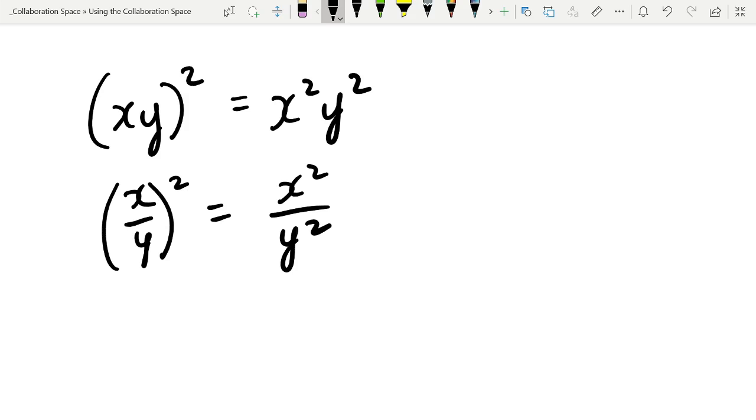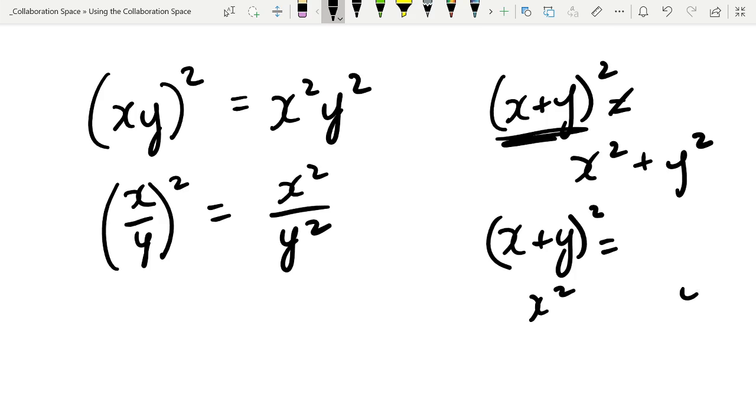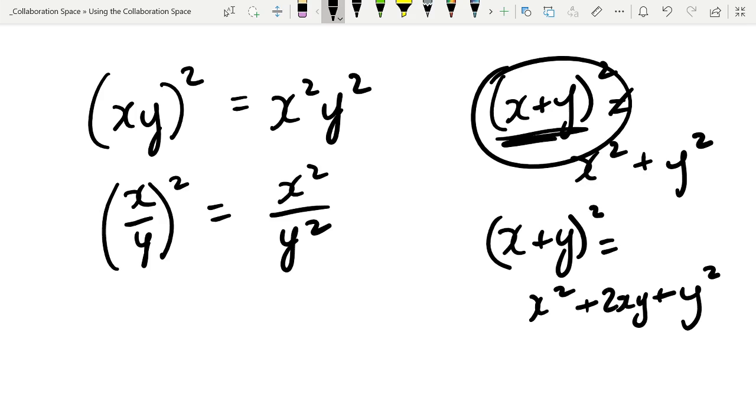What you can't do is distribute a power into a sum or a difference. That is not a true statement. Those two things are not the same. Make sure that you understand why. When you square a binomial, of course, you have to actually FOIL it, and what you get is x squared, yes, y squared, yes, but you also get 2xy in the middle. So this is not a power law. Let's make sure we all understand that.